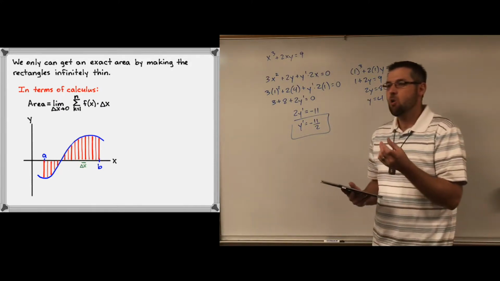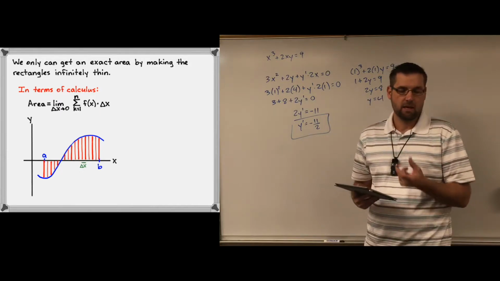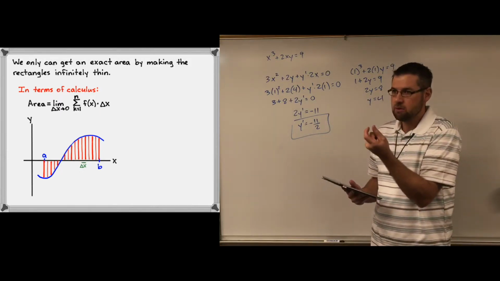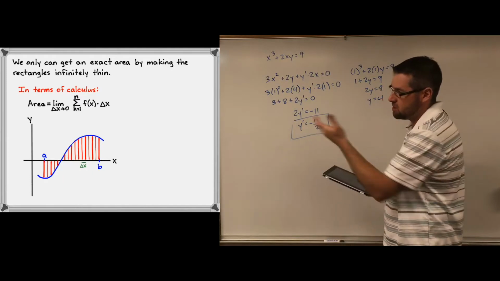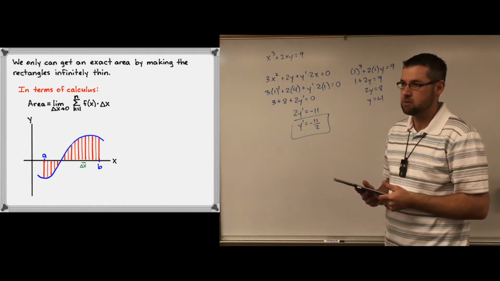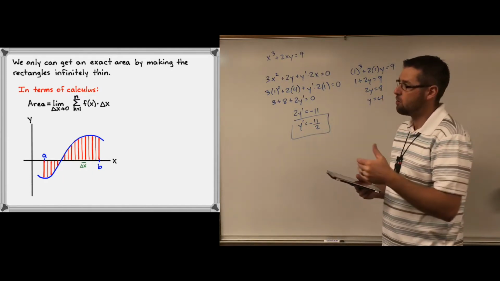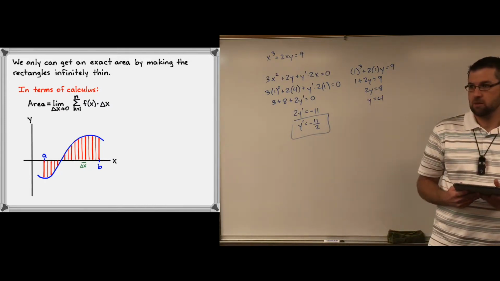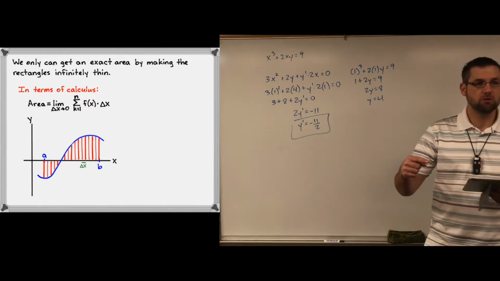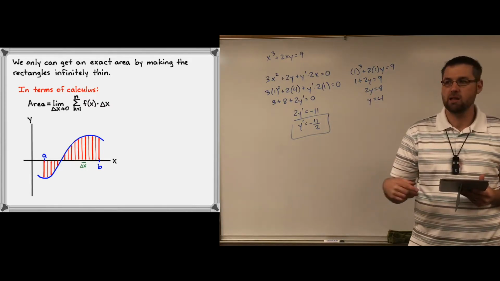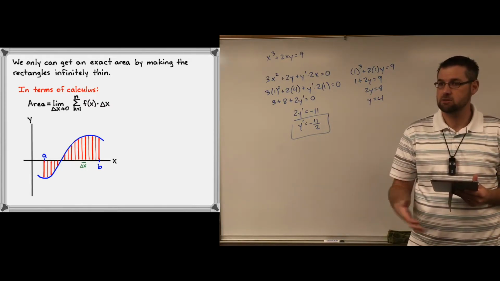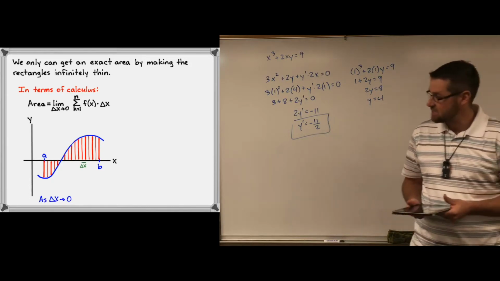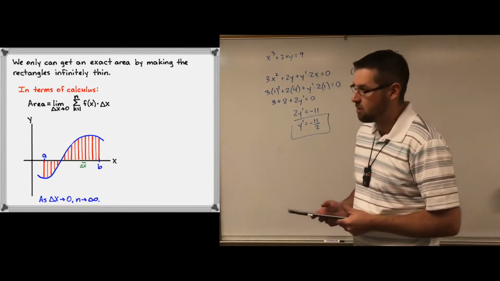So what's happening to delta x? It's getting smaller. And as delta x gets smaller, what do we see happening to the number of rectangles? It's getting larger. So what could we say? As delta x approaches 0, the number of rectangles approaches infinity. And what letter represented the number of rectangles? N. So we could say this. As delta x approaches 0, n approaches infinity.